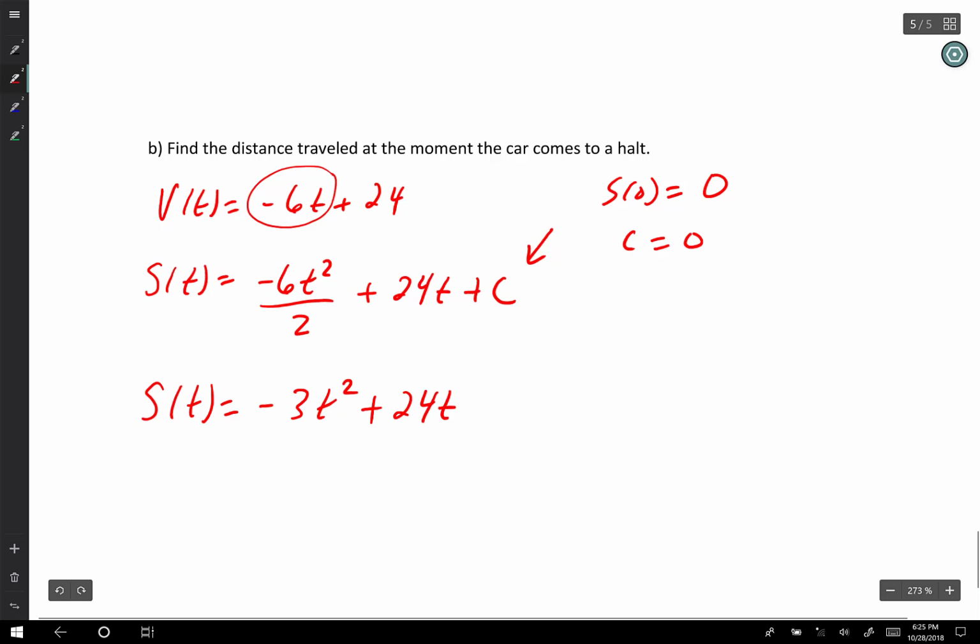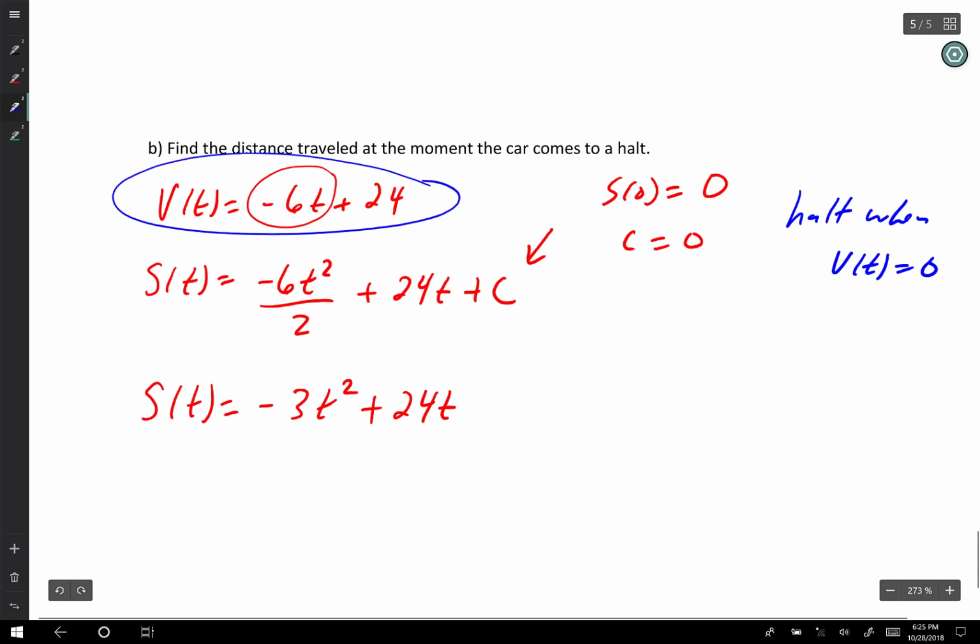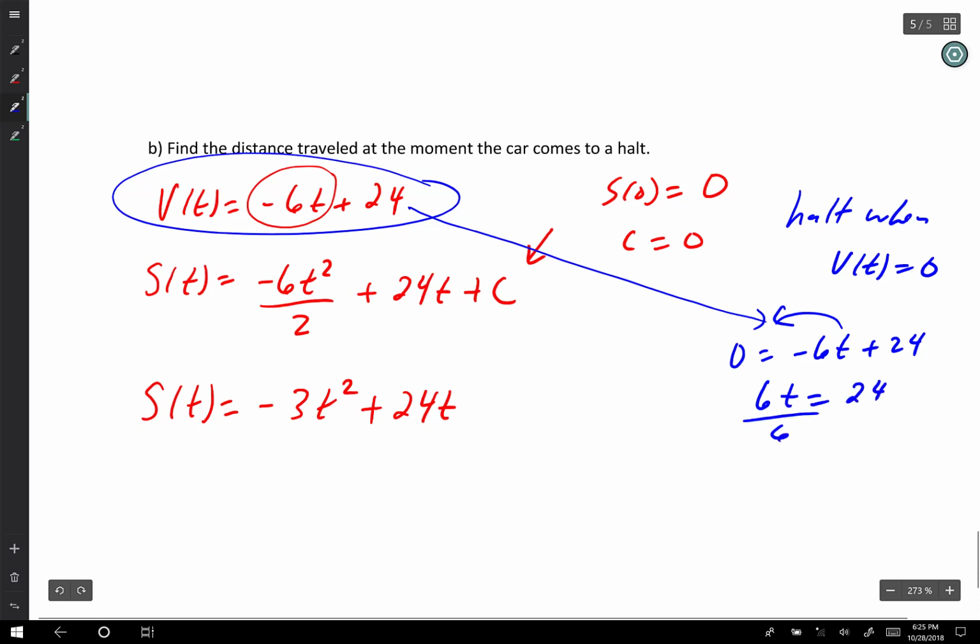Now the next step, when do you come to a halt? You come to a halt when velocity is 0. Halt when v of t equals 0. So let's solve for when velocity is 0. So 0 equals negative 6t plus 24, move the 6t to the left. I know some of you can do this just by looking at it, and if that's the case, go for it, it's not a big deal. 6 goes into 24 4 times. So in 4 seconds, it comes to a halt.